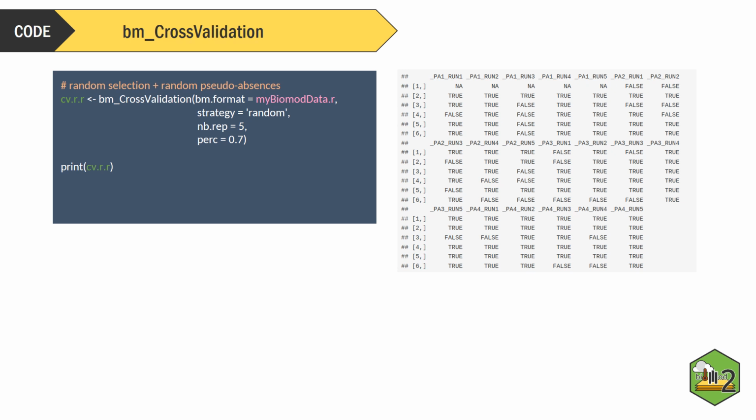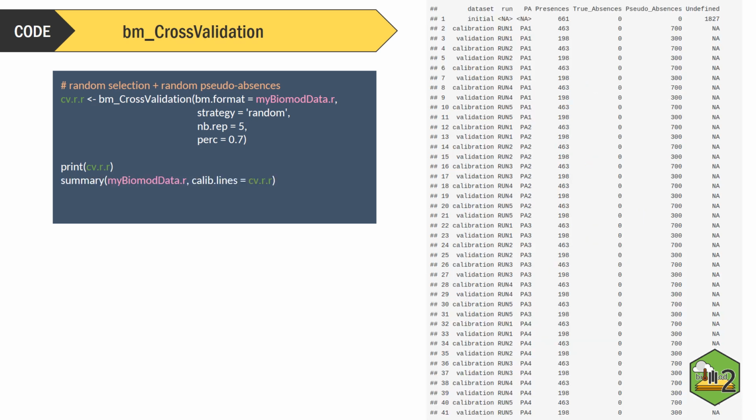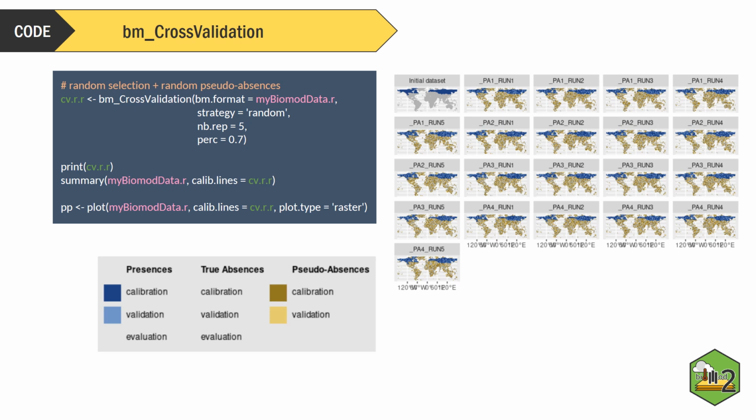You can also notice that some columns contain NA values. You have to keep in mind that each pseudo-absence dataset is already a subsample of your study data, keeping all presences but only part of the remaining points, and each cross-validation repetition is done on each pseudo-absence dataset. The summary gives you an overview of each combination of pseudo-absences and cross-validation. And the plot shows you the distribution of these different combinations.